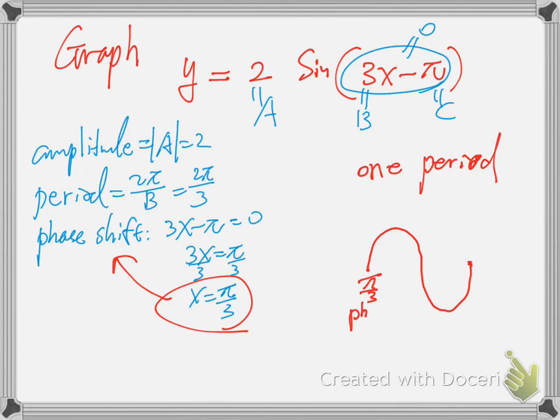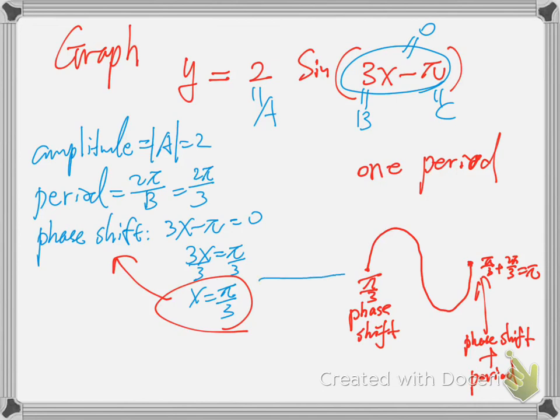That's the starting point of the first period. And then what's the end point? The end point is the phase shift plus the period. For this example, it's pi over 3 plus 2 pi over 3, which is pi. So the graph is between pi over 3 and pi. Then we put the x and y axes after we know this information. So that's the answer for the graphing problem.